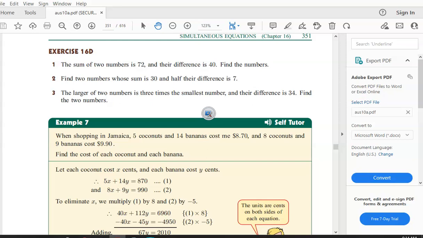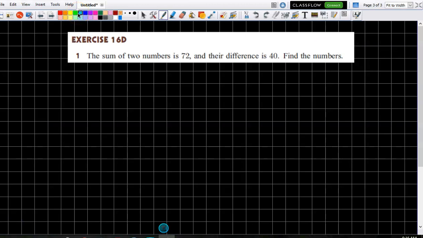Would you like to have a go at question 1, all by your lonesome? The sum of two numbers is 72. Do you know what the two numbers are? No, you don't. I mean, you could guess.